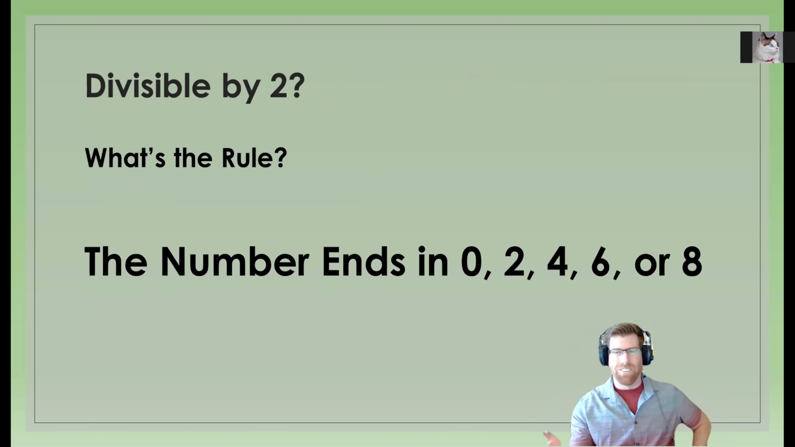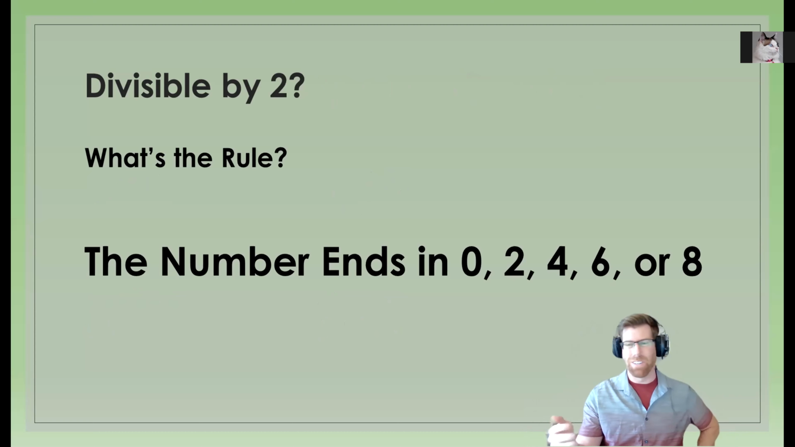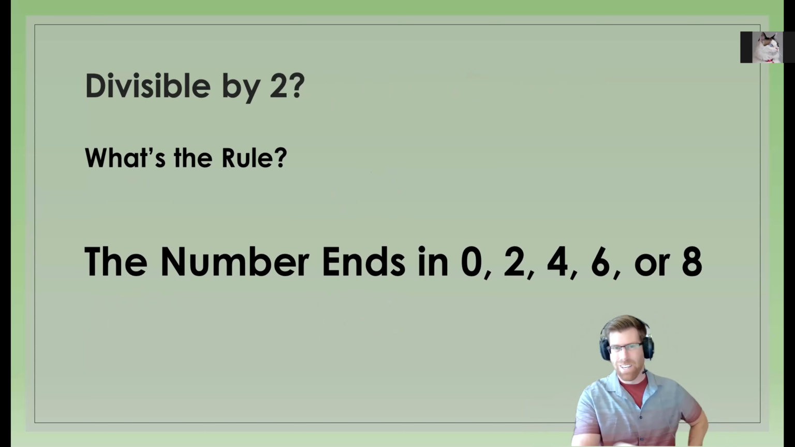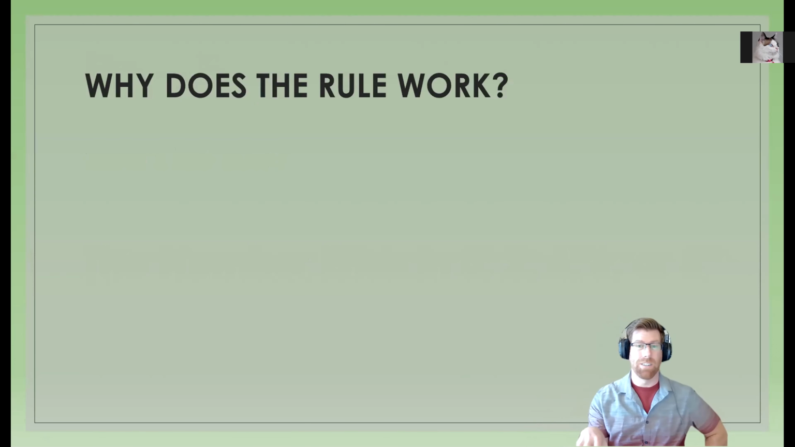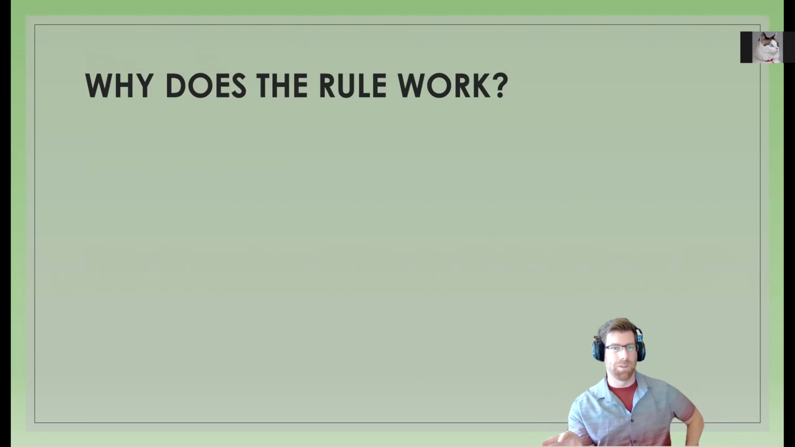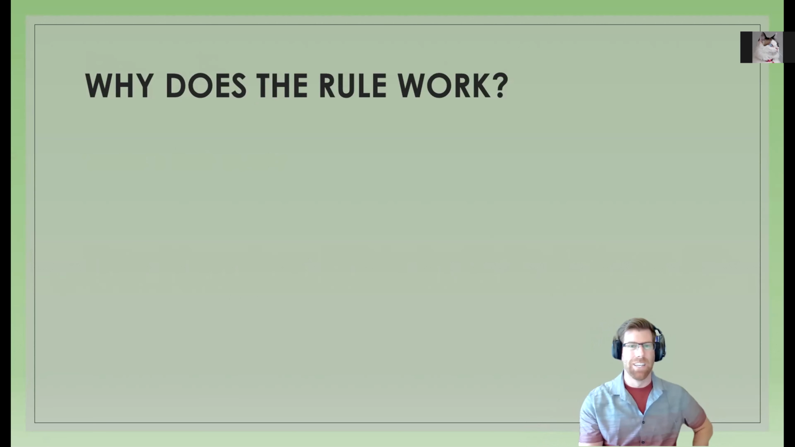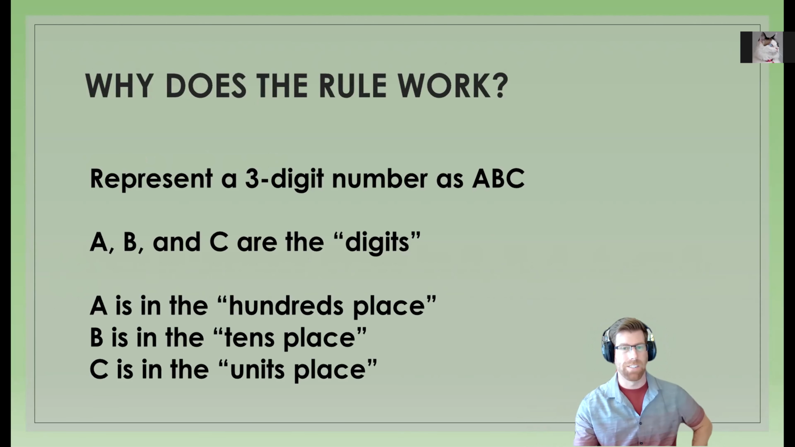So what's the rule? We all know when a number is divisible by 2, it ends in a 0, a 2, a 4, a 6, or an 8. So that's the easiest one to spot when you have an even number. And so, why does that rule work? Getting to the heart of why this rule works will help us understand the next few rules and ultimately what base will mean for us.